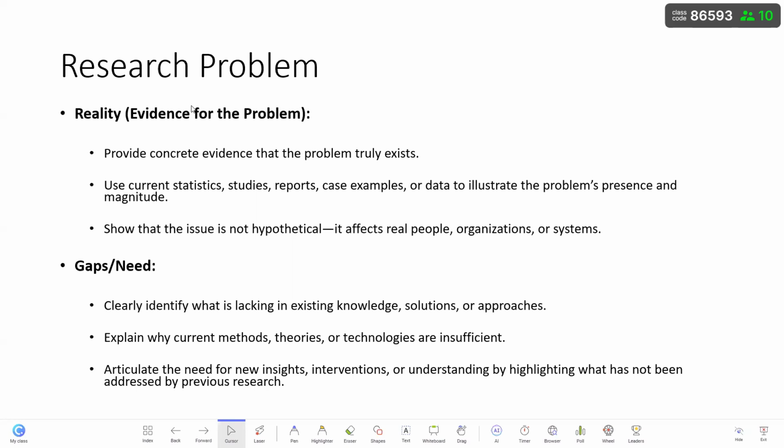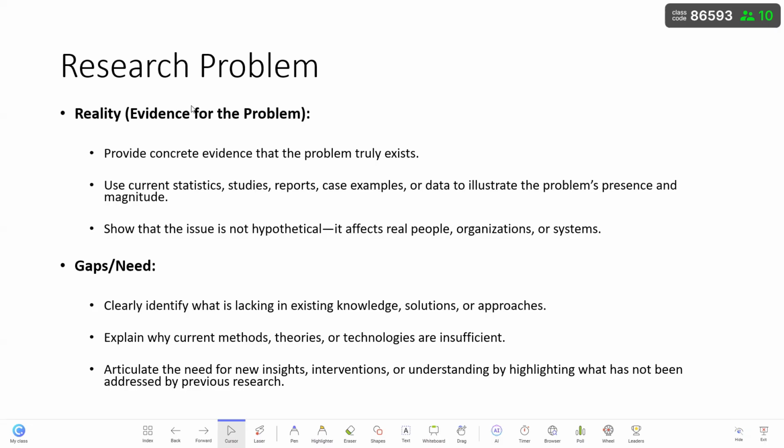So then the problem statement, or problem, needs to be defined. A paragraph needs to be developed for the problem, right? So in that paragraph, what do you need to include? Basically, you need to address two components. One is the reality of the problem, the evidence for the problem. So you need to reveal that there is a problem.